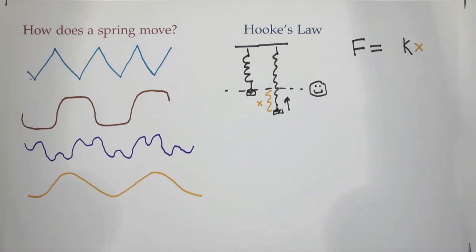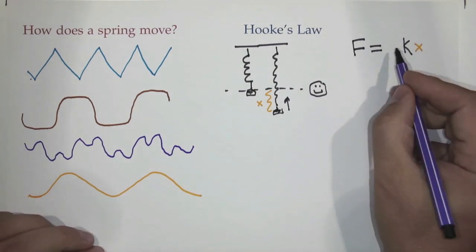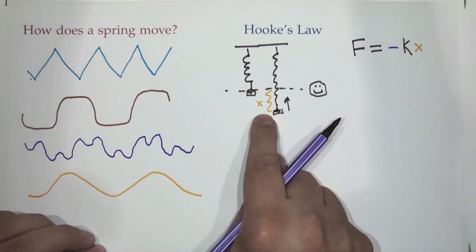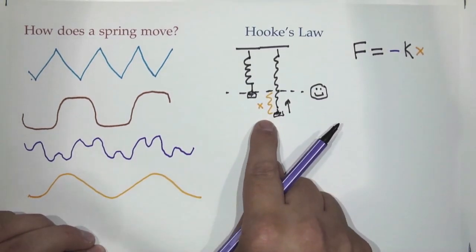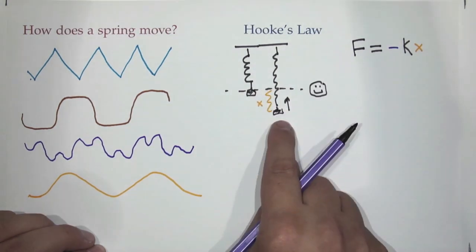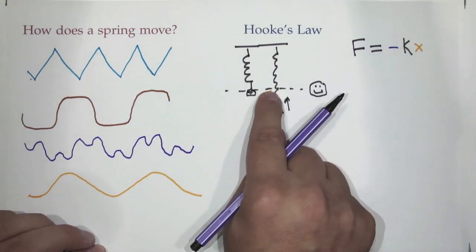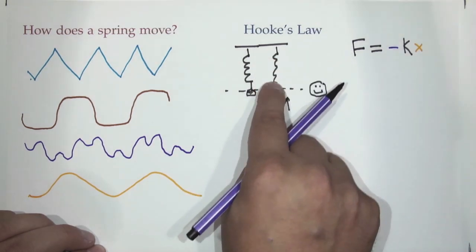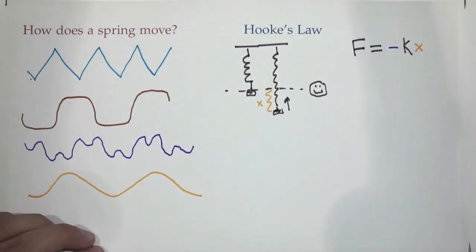A negative sign goes in the gap, and why? The force is acting in the opposite direction. The force acts the opposite way. So if I'm in a place where the x is positive, it says, no, go back, because you want to go to 0. So if I'm x positive, the force should be pulling you towards 0. If I'm x negative, it should be pulling you towards 0, so the force should be positive. So that's why there's a minus sign.